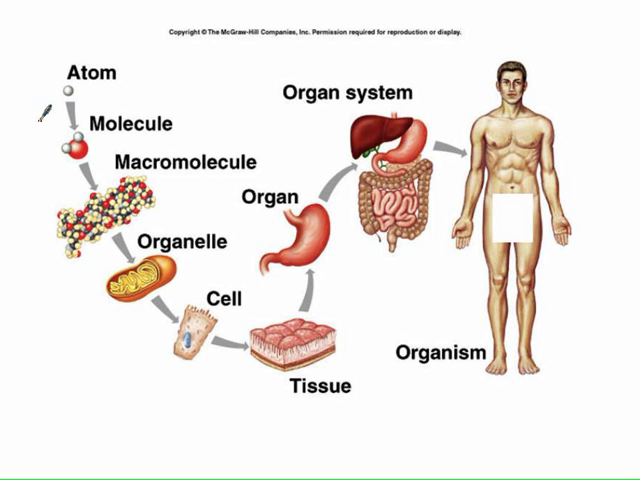Or we can approach it from the other way, that atoms make up molecules, which make up even larger molecules. Macro means large. Those make up the organelles. Organelles are found inside cells, so you could say they make up cells. Cells make up tissue. A whole bunch of cells together doing the same thing makes up a tissue. The tissue makes up the organ. An organ is part of an organ system, and an organ system makes up the complex organism.